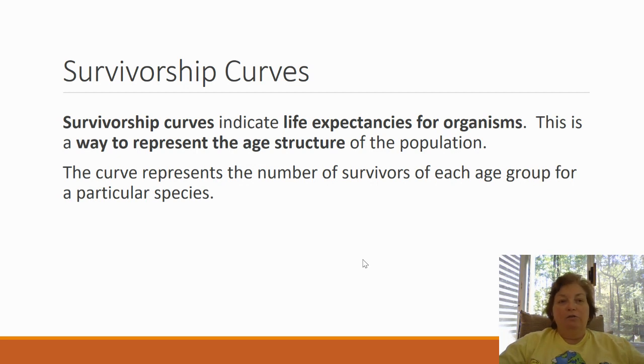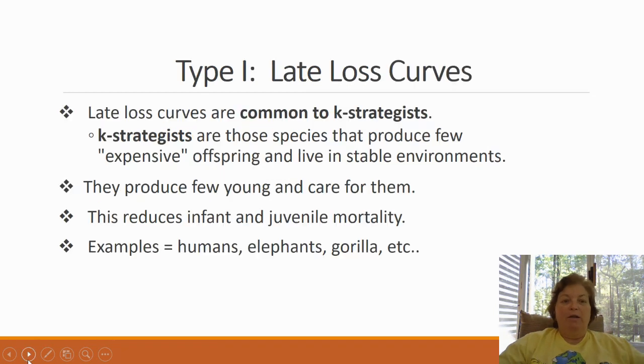These are curves to show life expectancies of organisms. It's a way to represent age structure of a population. The curve represents the number of survivors, so we're looking at the survivorship, how long they live. Type 1 curve is late loss curves. These are mammals, so us. All mammals are going to be type 1.